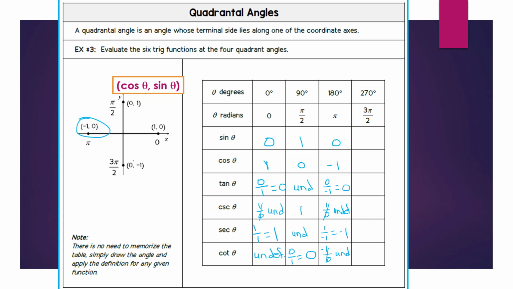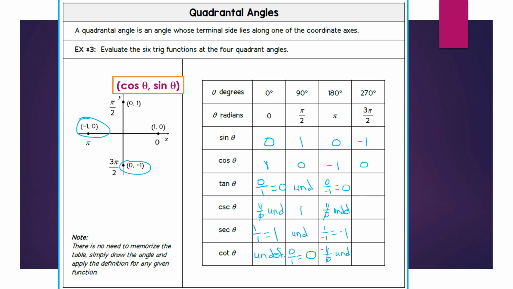For 270 degrees, okay, I'm going straight down. So we have coordinates of 0, -1. Okay, 0 because we didn't go left or right, and then -1 because we're on that unit circle. We're just going to go down exactly 1 unit. Okay, so that means then that cosine of 3 pi over 2 is 0. And sine of 3 pi over 2 is -1.